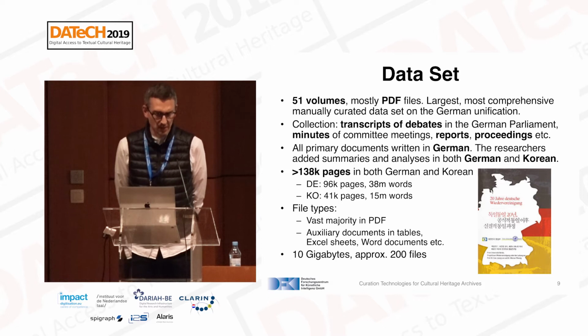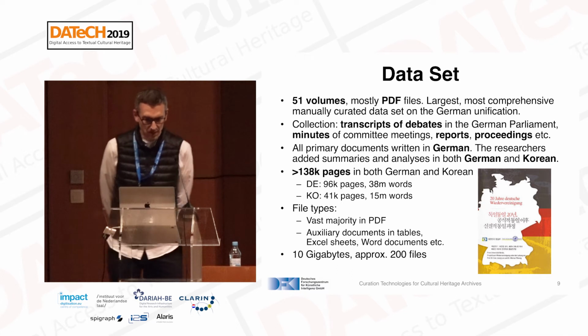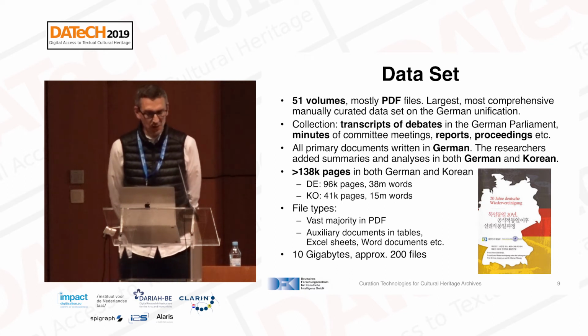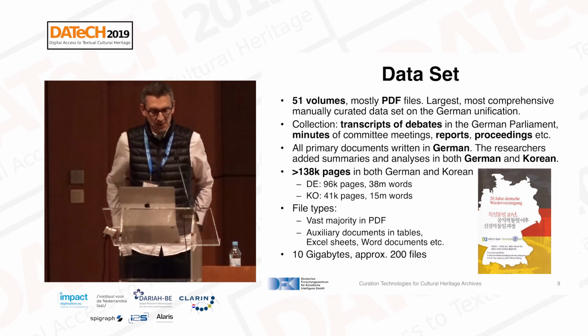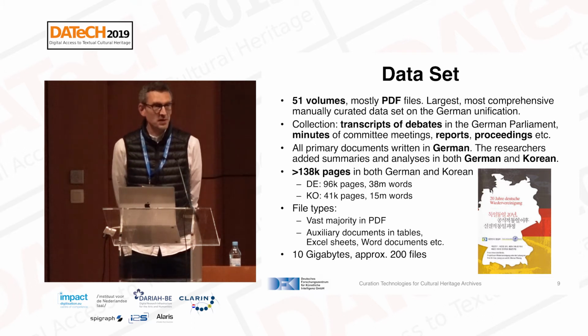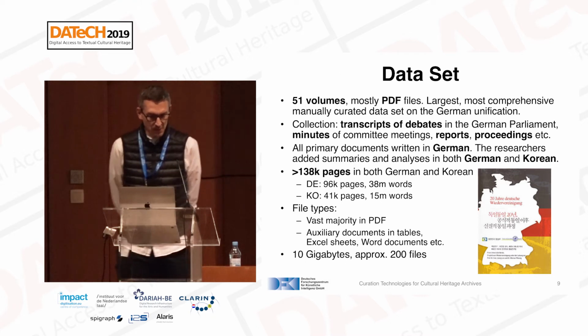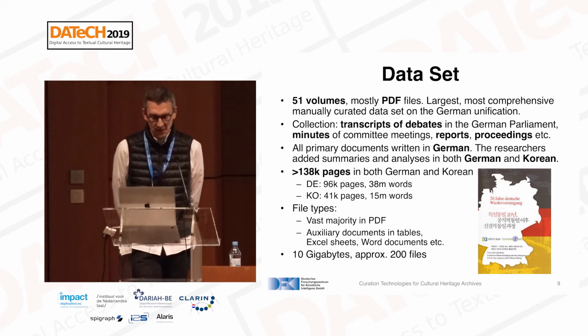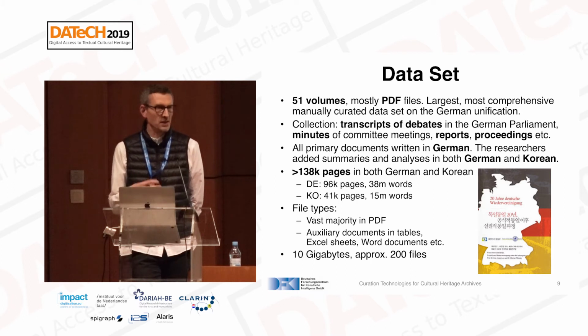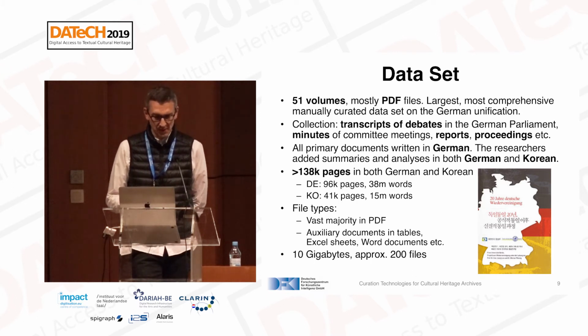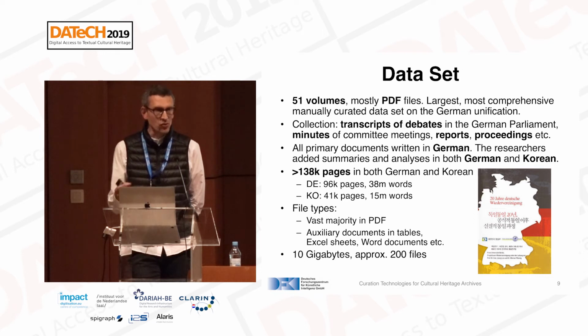So the data set that we worked with has 51 volumes, mostly PDF files, and the colleagues said that this is the largest and most comprehensive manually curated data set on the German unification. It's also interesting for German researchers in this area. It's a collection of transcripts of debates in the parliament, minutes of committee meetings, reports, proceedings. It's a fairly heterogeneous bunch of documents and text types. All the primary documents are written in German, obviously, and the researchers added summaries and analyses in both German and Korean.